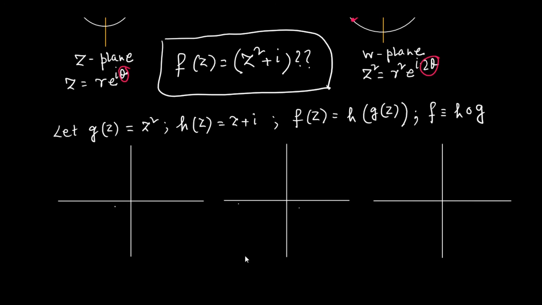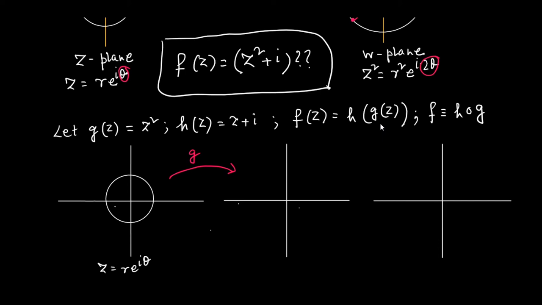Now, in a similar way, say z is equal to r e to the power i theta. So z will lie on a circle of radius r. Let this be my circle of radius r. Then under this function g, this z will move to z squared.